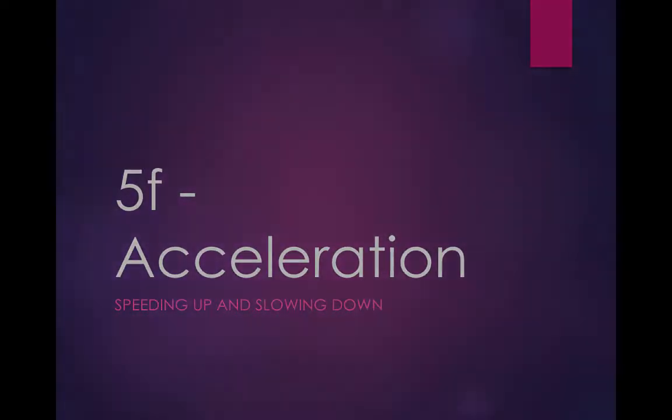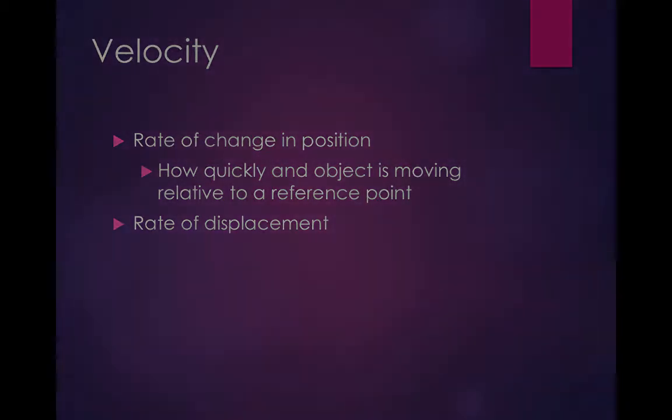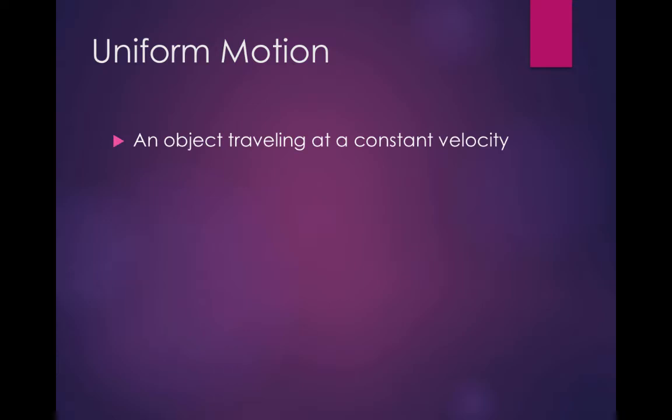5F, acceleration. The definition of velocity is the rate of change in an object's position. Essentially, velocity describes how quickly an object is moving relative to a reference point. It can also be described as the rate of displacement of an object, since displacement is a change in an object's position, delta d. The definition of uniform motion is an object that is traveling at a constant velocity, or more simply, an object that is not speeding up or slowing down.